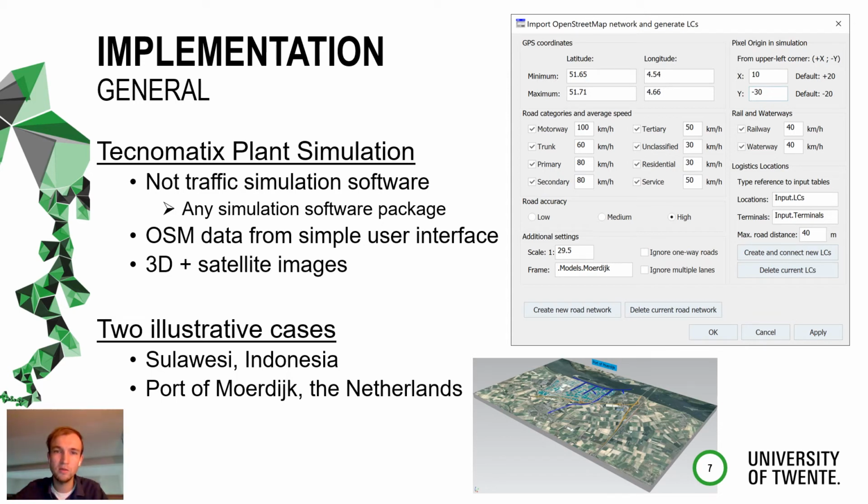We show two cases to illustrate the possible applications of our tool. The first case considers the island of Sulawesi in the Netherlands, and the second case considers the port area of Moerdijk in the Netherlands. Those are two quite different examples in which the tool can be applied. The first shows the use of drones and trucks in a large area, about 100 by 200 kilometers, and disruptions occur in specific road elements.